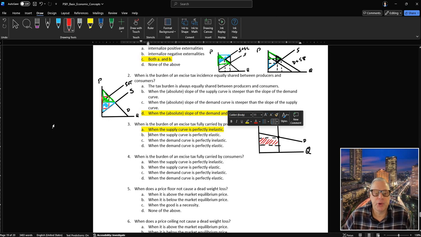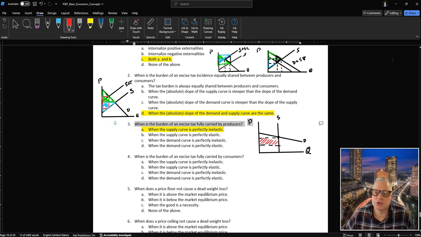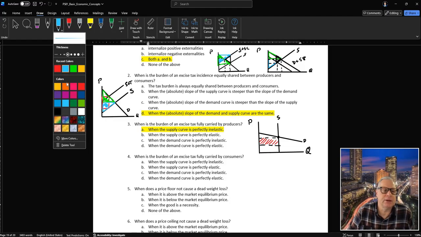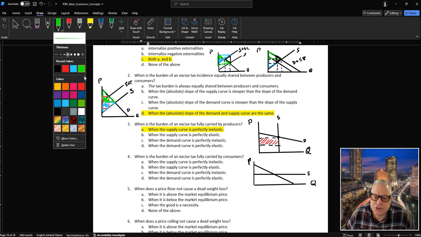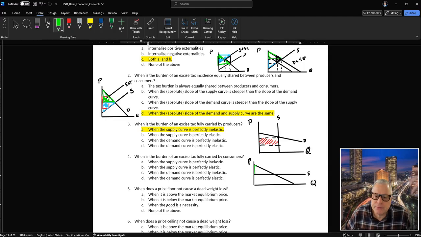Well, then when is the burden of an excise tax fully carried by consumers? Well, that's the case when the supply function is perfectly elastic or horizontal. So whenever that is the case, let's say we have a supply which is like this, and this is our demand. So everything above the supply, this is the entire consumer surplus.